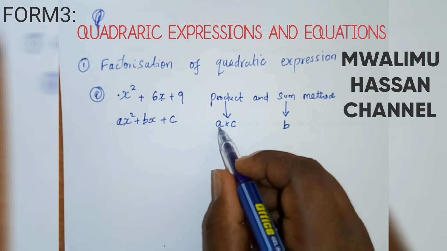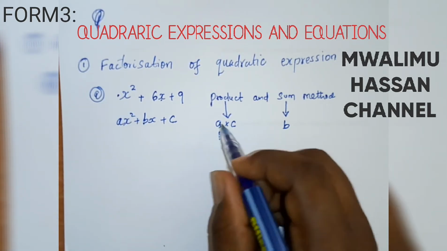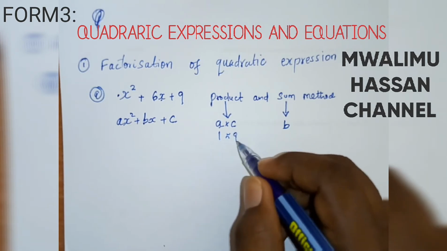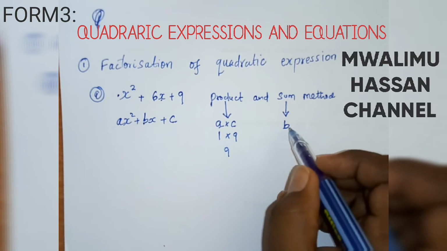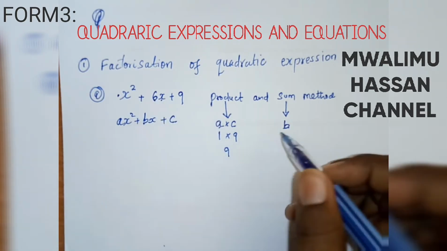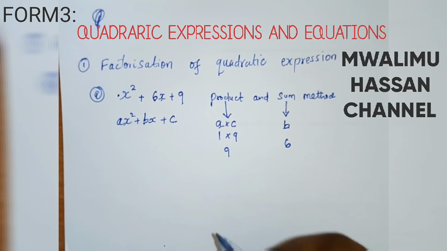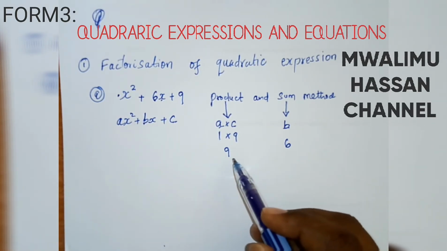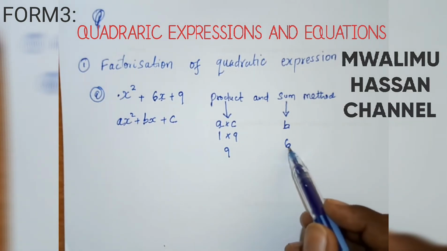So to get the product, we get the value of a here, where the value of a is 1 times c, the constant is 9. So we're going to get 1 times 9, that is 9. Then the sum, we said, is the value of b. In this case, the value of b is 6. So we have to look for two numbers such that when we multiply, we get 9, and when we add, we get 6.